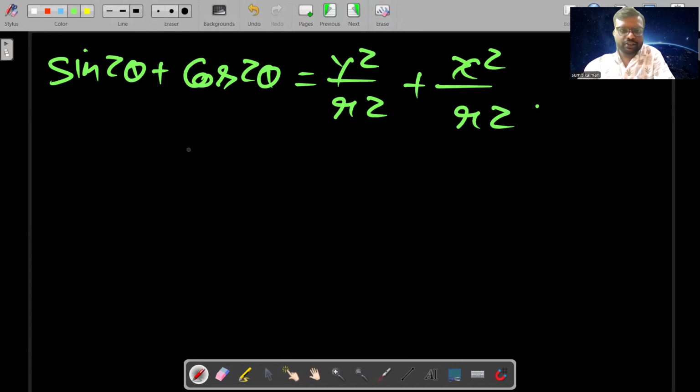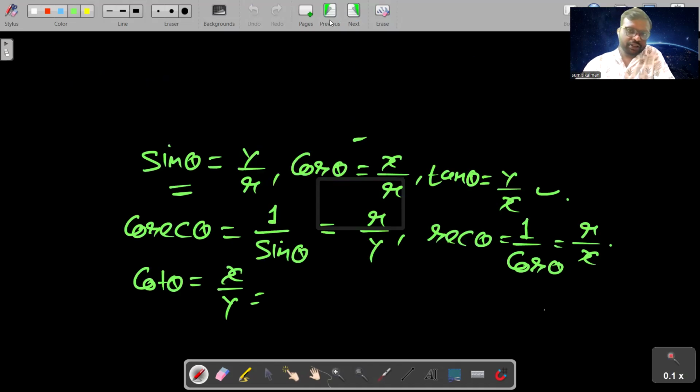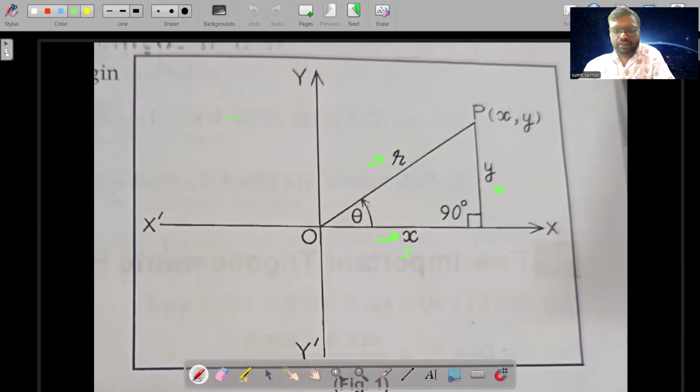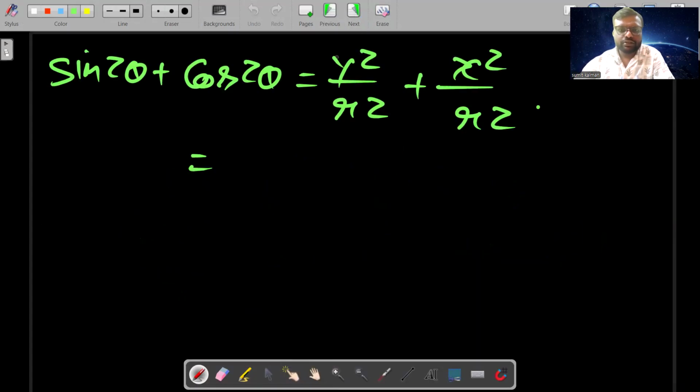And students, if you apply Pythagoras theorem in this, here it will become r square is equal to x square plus y square. So here it will become r square upon r square, and it will be equal to 1.